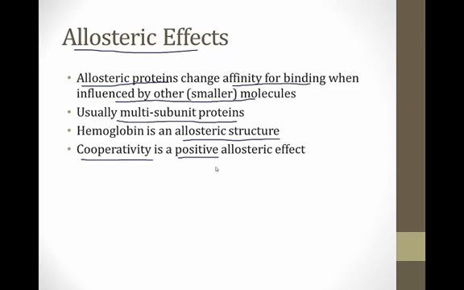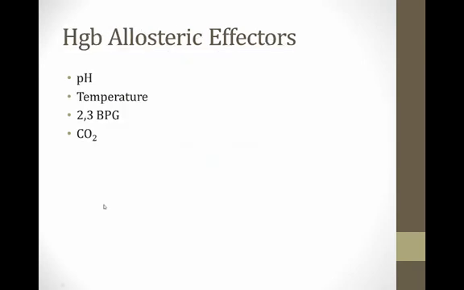It means that binding of one molecule makes the next molecule more likely to bind. There are such things as negative allosteric effects, where binding of one molecule makes the next molecule less likely to bind. So oxygen is not the only allosteric effector of hemoglobin. There are other things which affect hemoglobin's likelihood of binding oxygen, and those are things like the pH, the temperature, the level of 2,3-BPG, and the carbon dioxide level. Changes in all four of these things change hemoglobin's likelihood of binding oxygen.